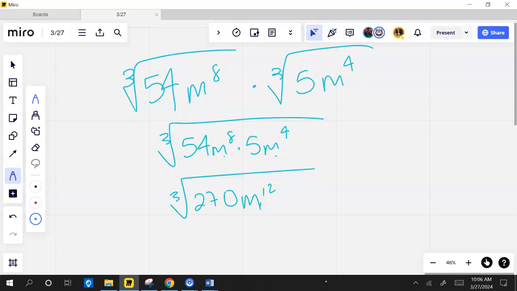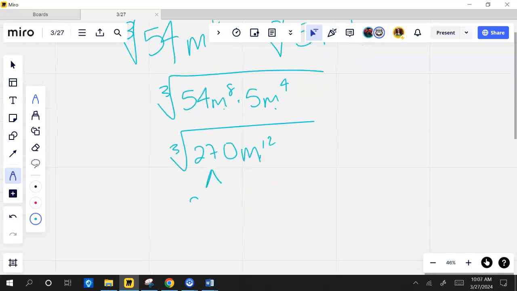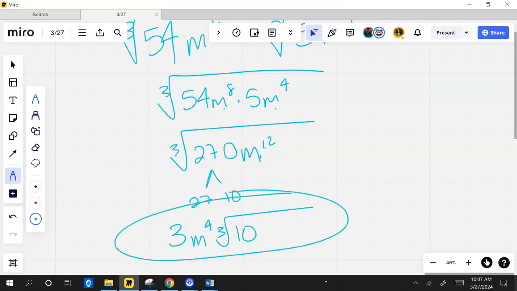Break it up. 270 can break down into what and what? 27 and 10. So if I've got 27 and 10, what's the cube root of 27? 3. So I've got 3. 10 is left over. And then 3 goes into 12 how many times? 4. How many are left? There it is. That's easy, right? Adding and subtracting is definitely harder than multiplying, in my opinion, unless you get something right.